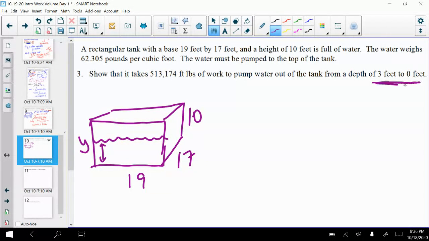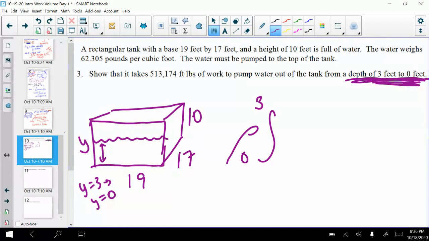Now, I know I want to go from 3 to 0. Sometimes I'll put that in my picture, like from Y equals 3 to Y equals 0 is what I want to do. But usually this depth stuff, I just collect that information because I know it's going to be my limits of integration.